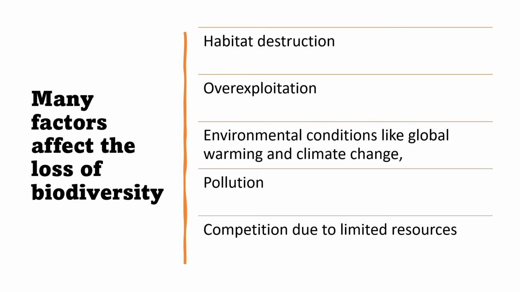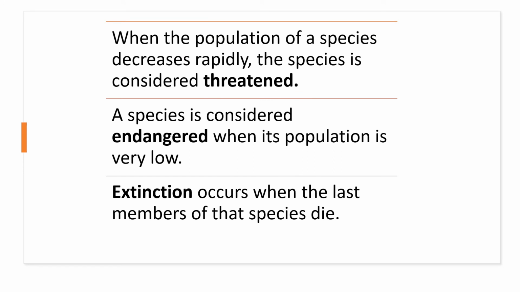There are many factors that affect the loss of biodiversity. One is habitat destruction, overexploitation, environmental conditions like global warming and climate change, pollution, and competition due to limited resources. When the population of a species decreases rapidly, the species is considered threatened. A species is considered endangered when its population is very low. Extinction occurs when the last members of that species die.